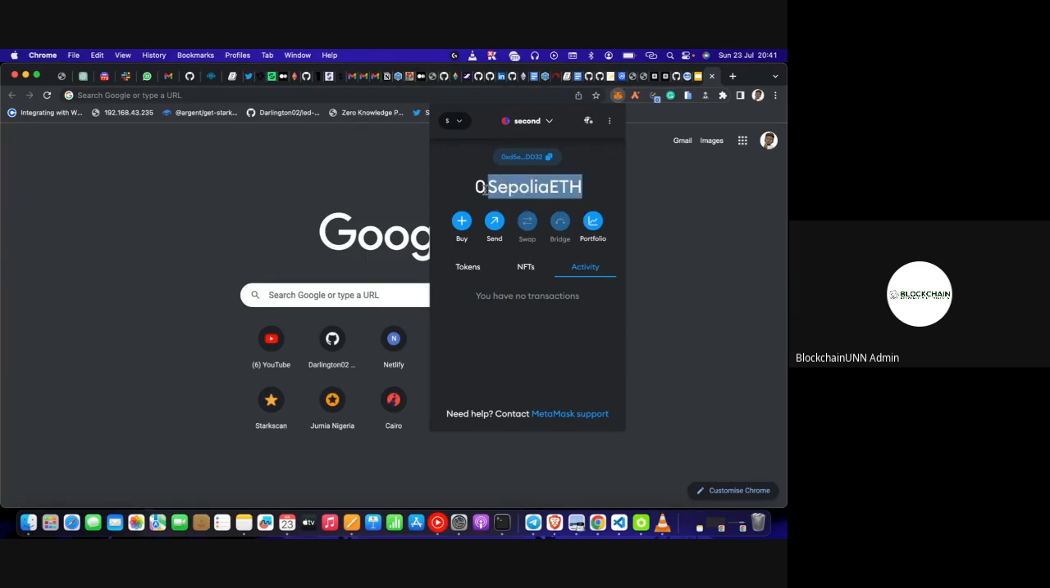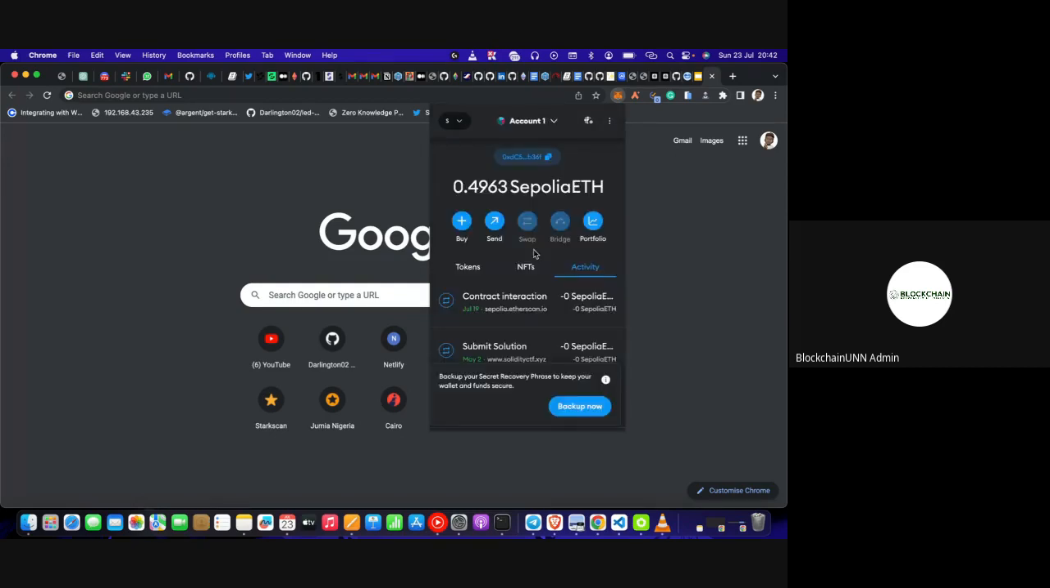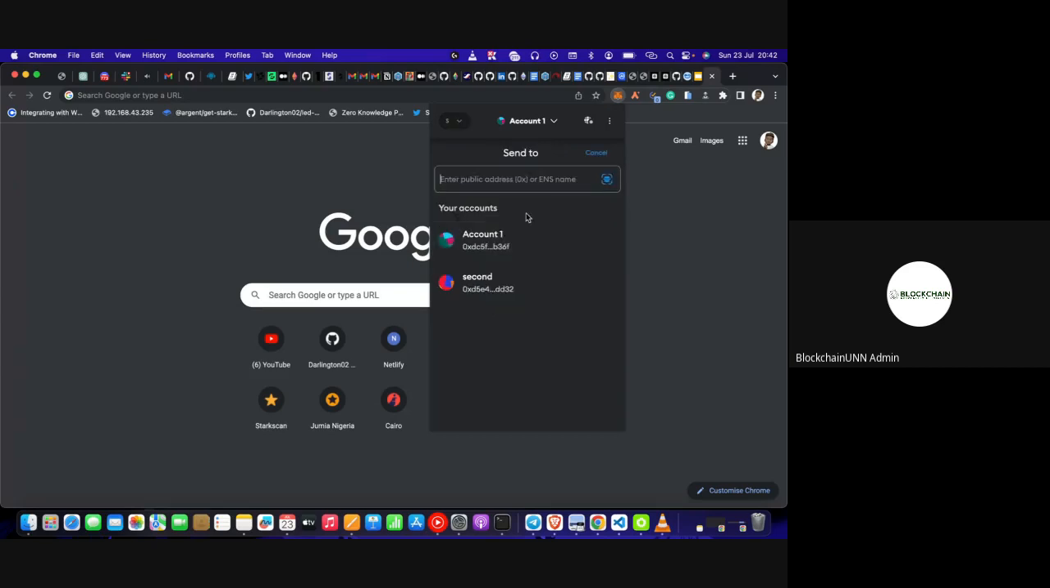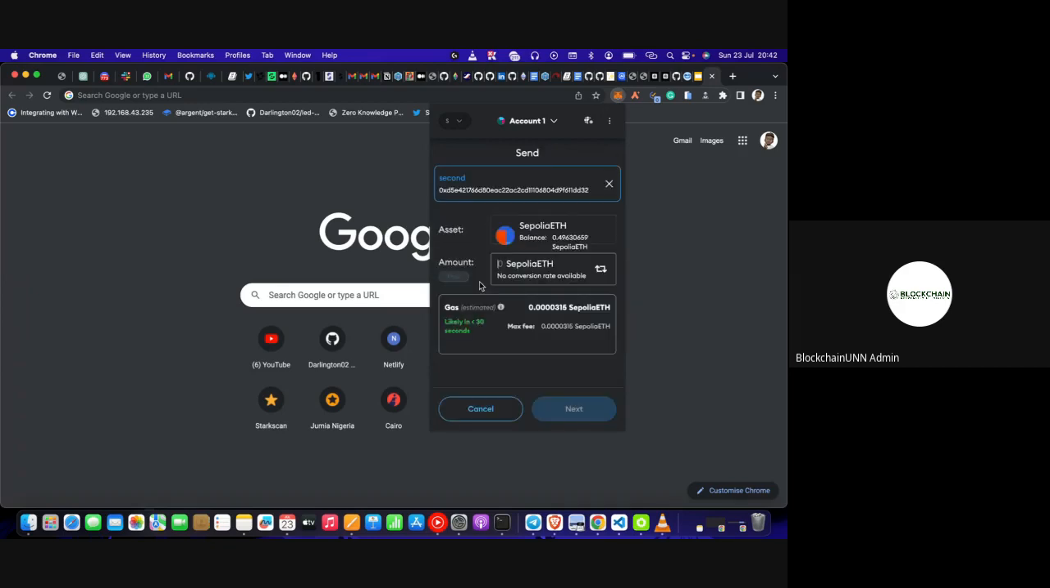Now I want to send Sepolia ETH. I will send a certain number of ETH to this particular account, but I need to first of all copy the wallet address. When we look at wallets, we're going to look at what addresses are. Addresses are basically just like unique bank account numbers on the Ethereum blockchain. So I'm just going to go back to my main account and initiate a transaction. I'm going to click on send and paste the address I want to send to. That's second. I'm going to click on second. Let's say I want to send 0.001 Sepolia ETH.